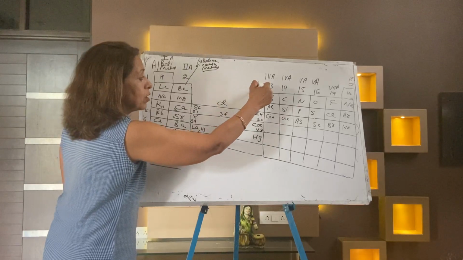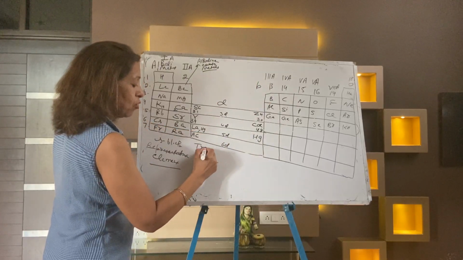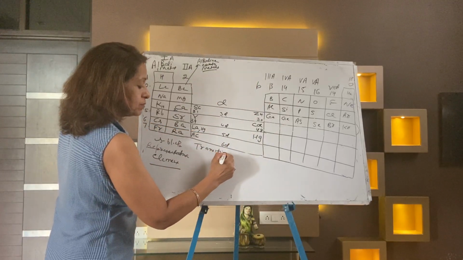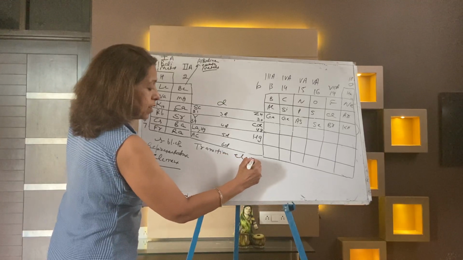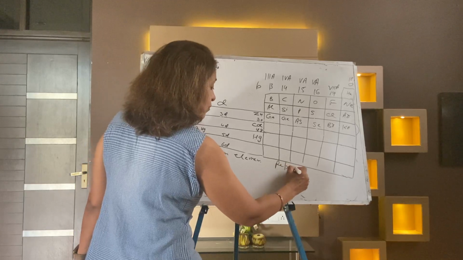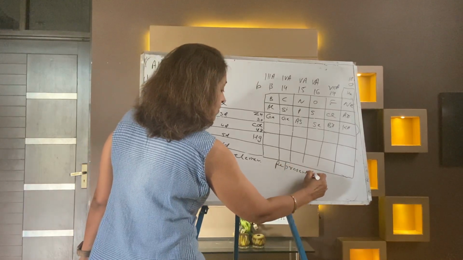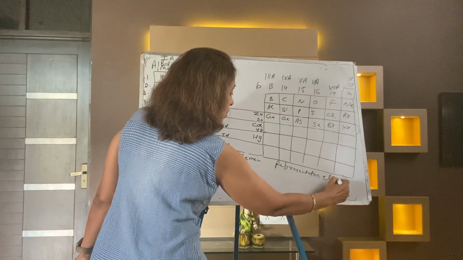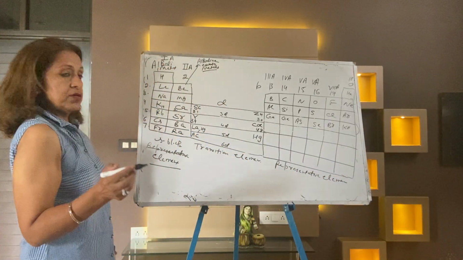This is your P block. D block elements are called transition elements. S and P block elements are called representative elements. And there are 10 elements each.